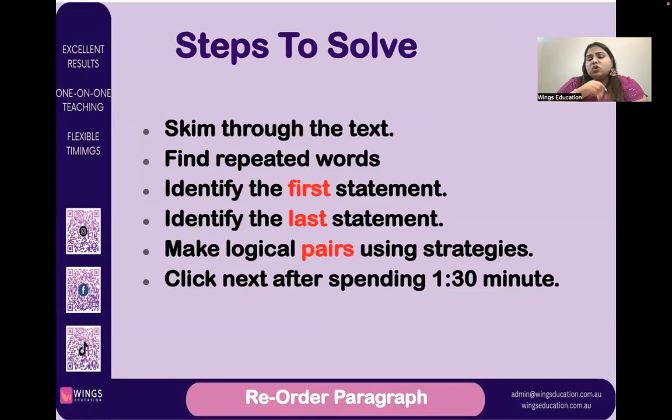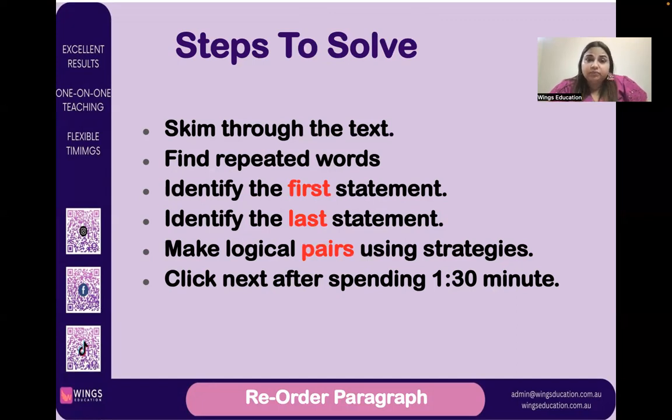What are the steps to solve these questions? The first step is to skim through the text. Definitely, it's a part of your reading section. You cannot avoid reading, so you'll have to quickly go through the sentences. While you're doing that, you can also look for repeated words in these sentences. Once that is done, try to look for the first sentence and the last sentence if possible.